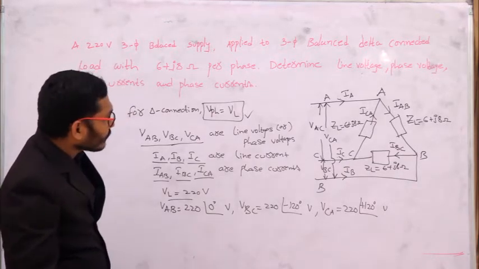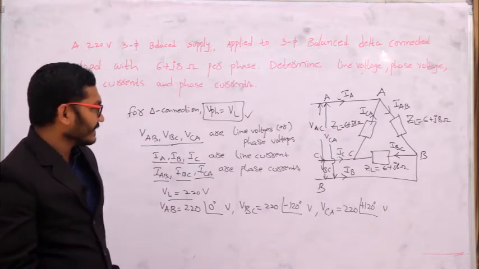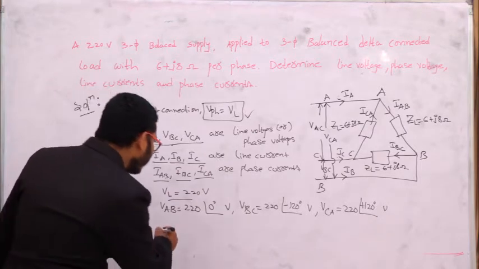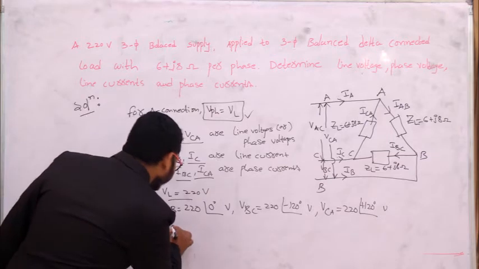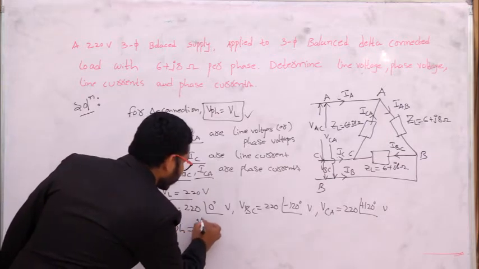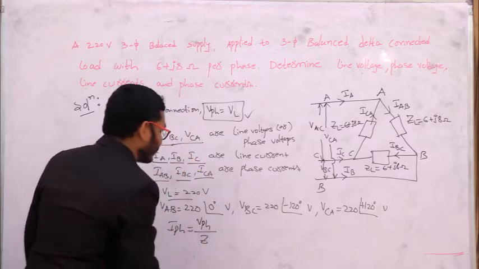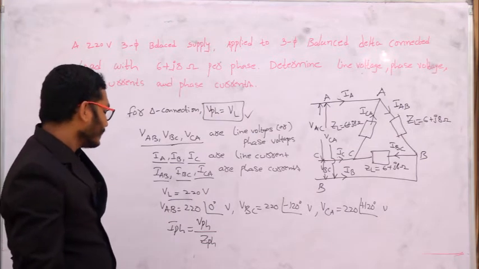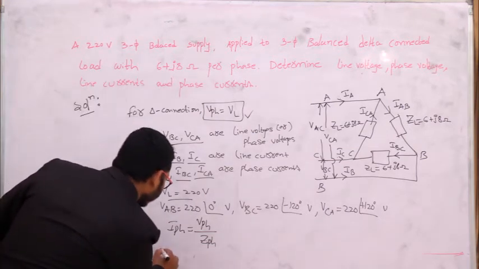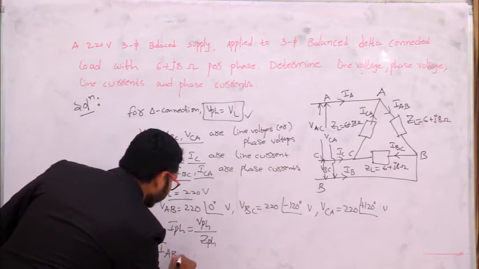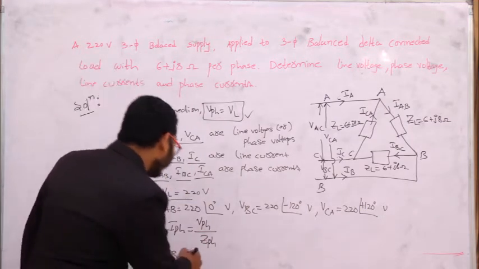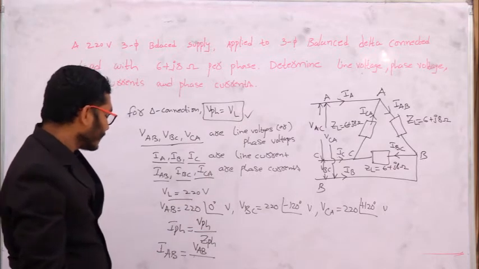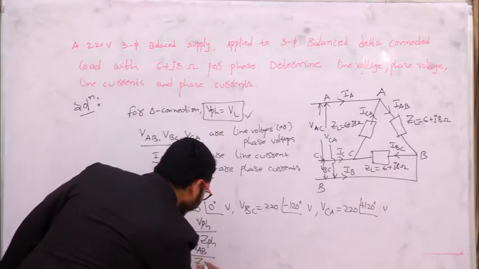Now we are going to find the phase currents and line currents. Before finding line currents, we have to find the phase currents. Already we know the phase current I phase equals V phase by impedance Z phase, or ZL. First is IAB. The phase voltage is VAB, because the phase voltage and line voltage are the same. So IAB equals VAB by ZL.